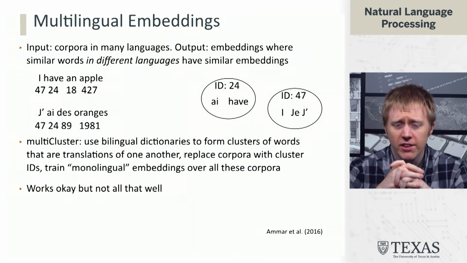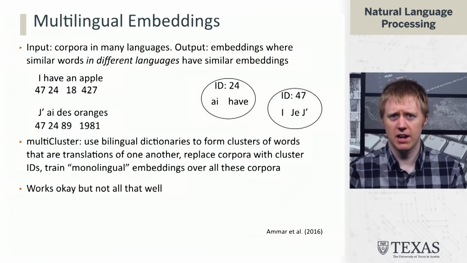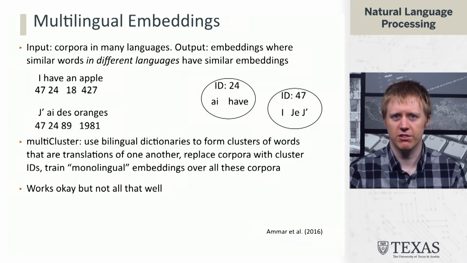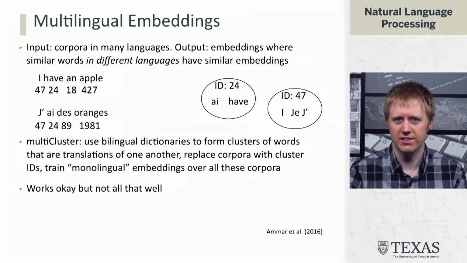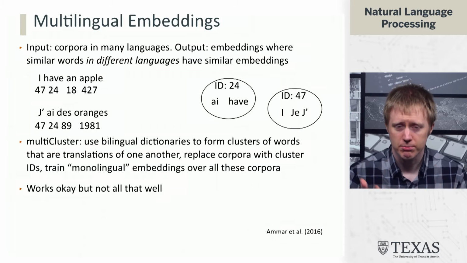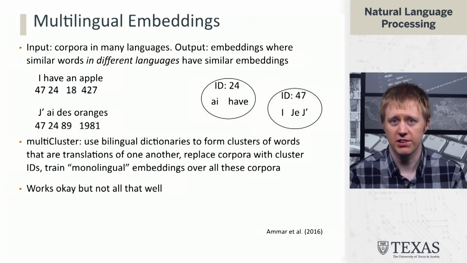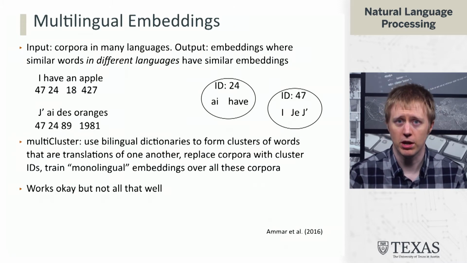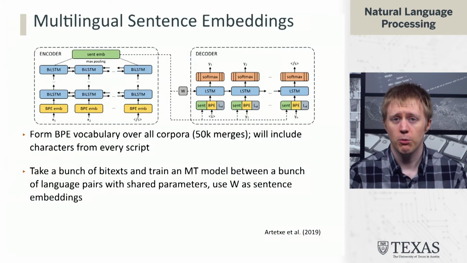Okay, so this kind of thing works okay, but not all that well. There are definitely some problems with assuming these kinds of correspondences, and it's not as effective as standard word embedding techniques monolingually. So the question is, how do we bring to bear maybe some more sophisticated ideas on this problem, and what can we do? So one idea from Artetxe et al.